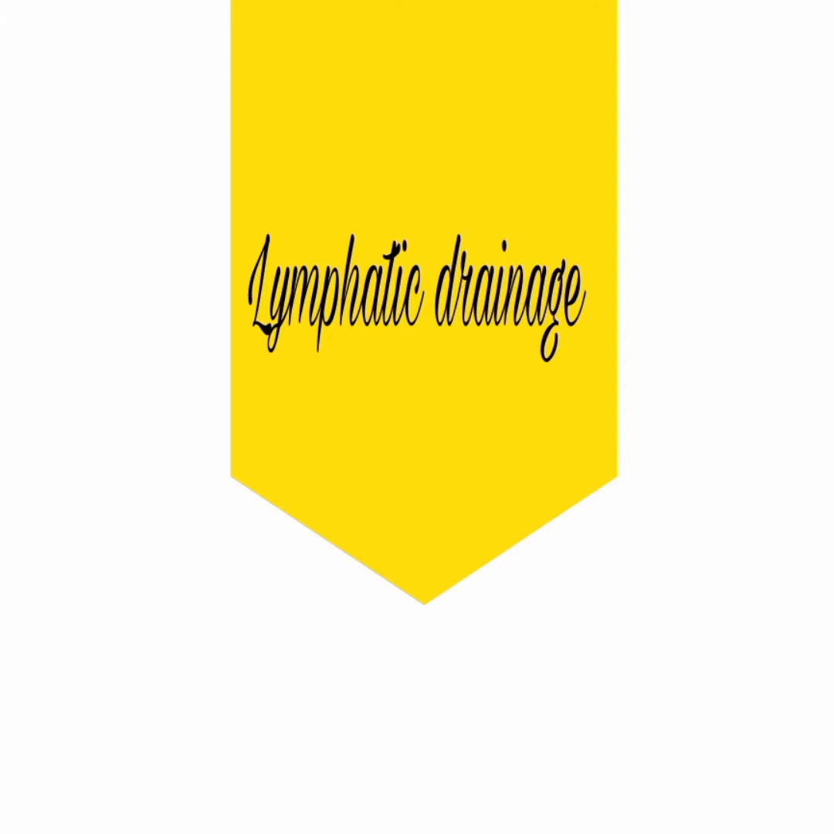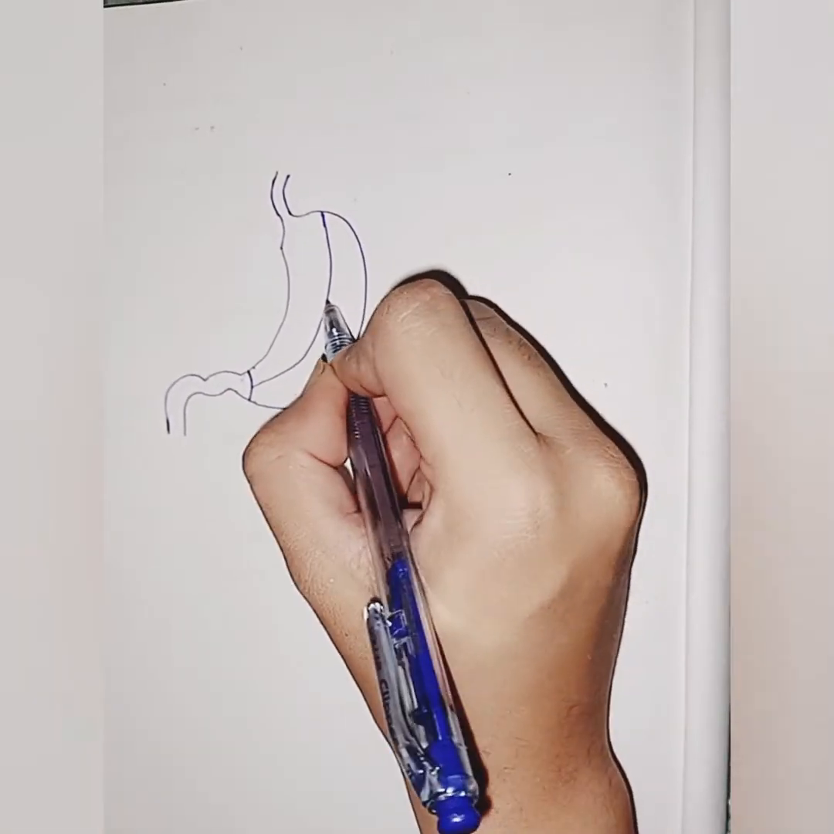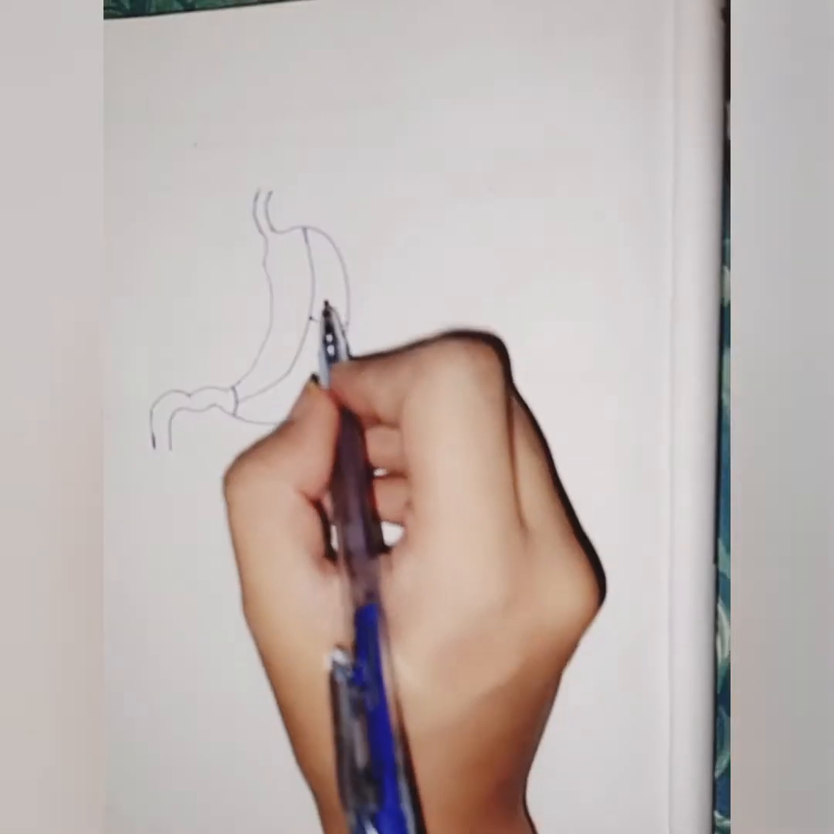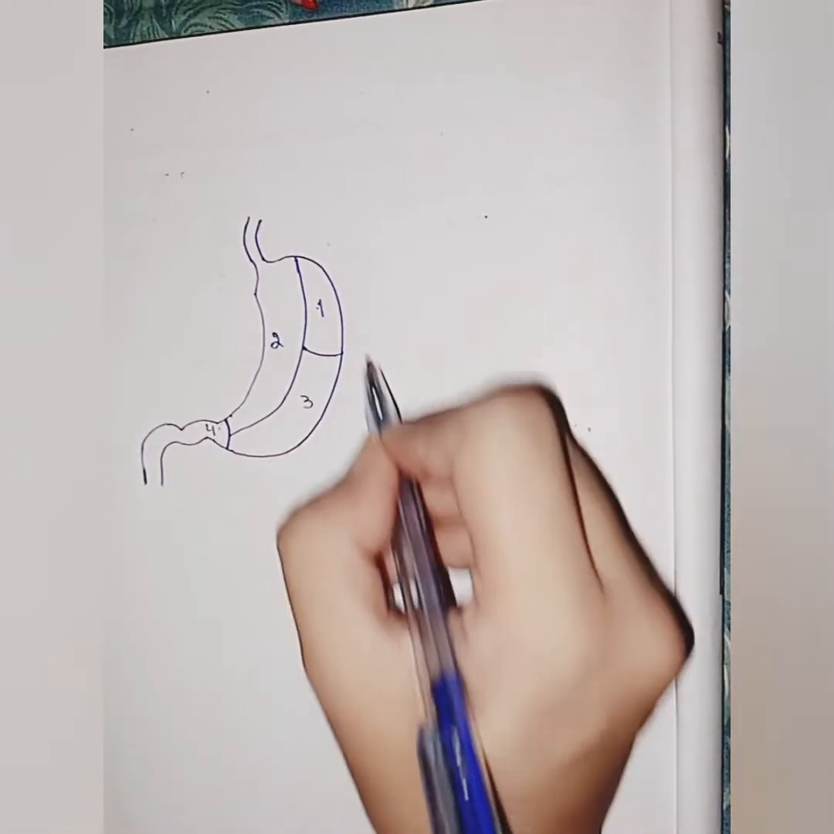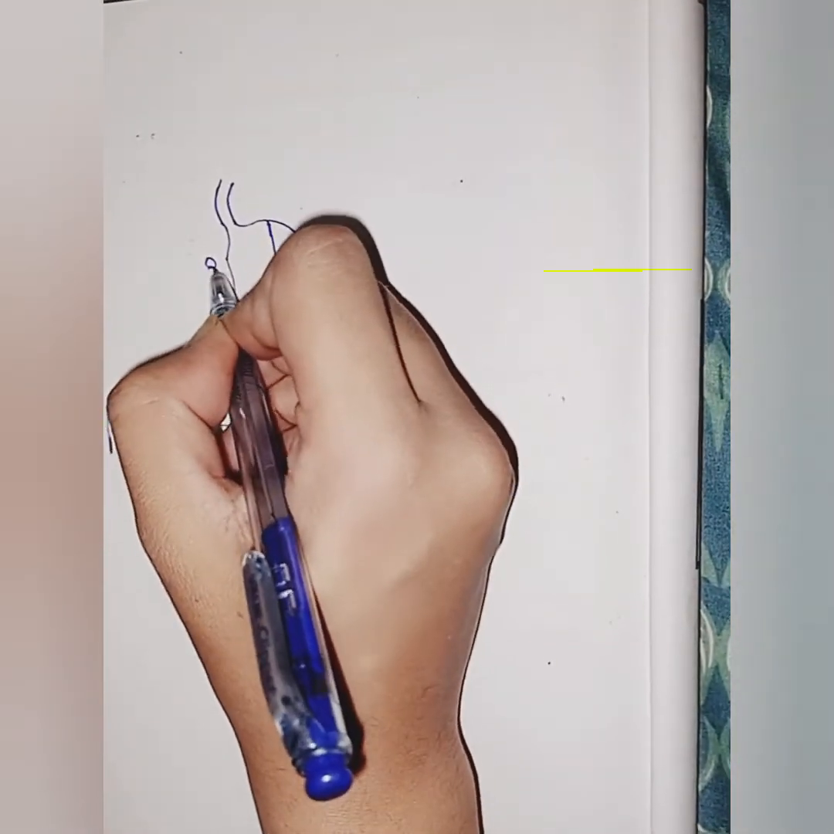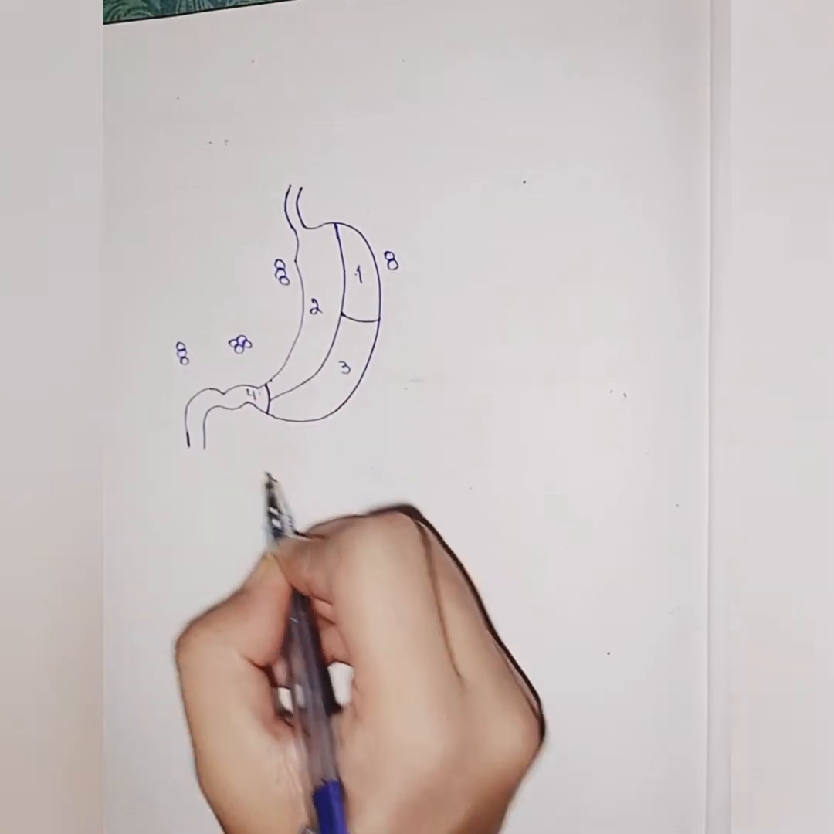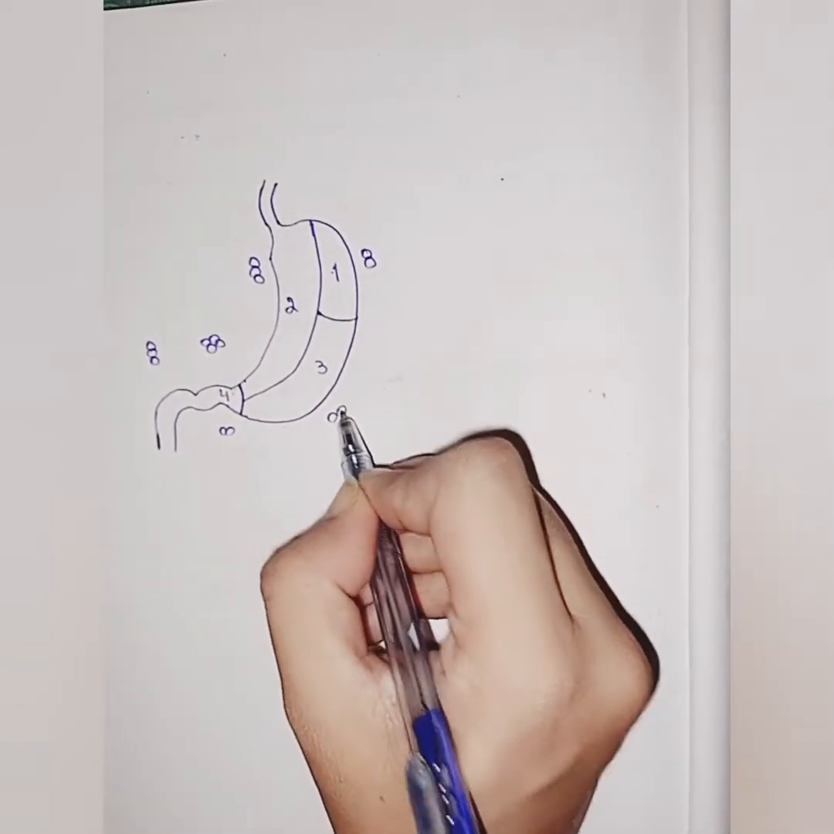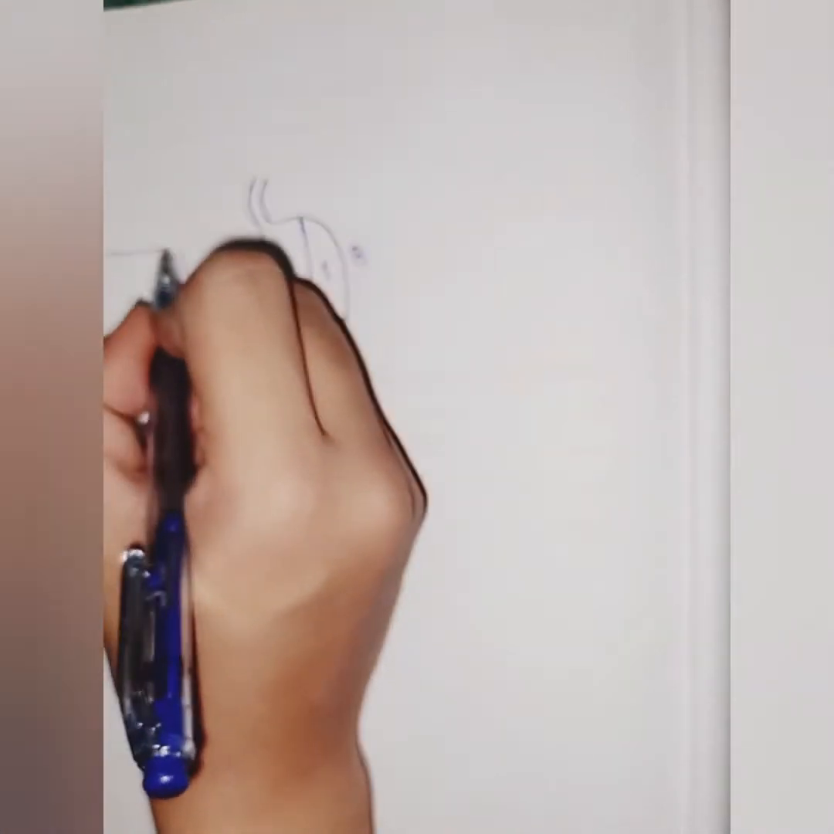Then we have the lymphatic drainage of the stomach, which is shown here. So first we will divide our stomach into four parts like this. Part 1 here, part 2 here, part 3, and part 4. Now we will draw our lymph nodes on the posterior side, on the right side, at the lesser curvature, near the liver, at the subpyloric region, and at the greater curvature.